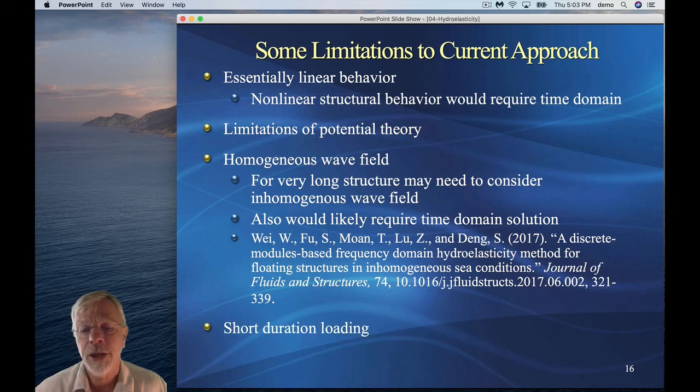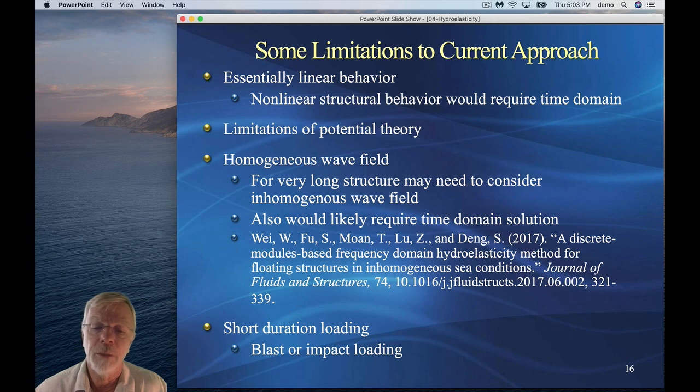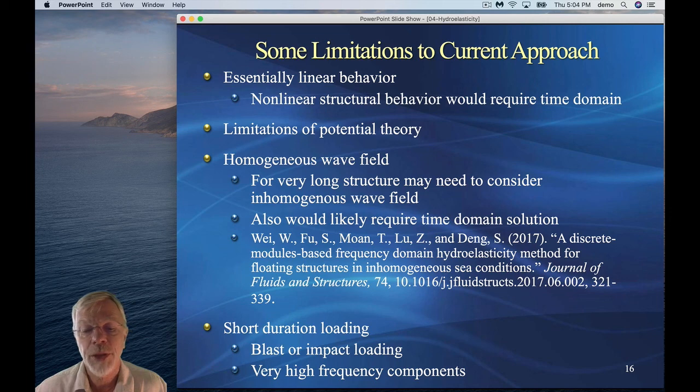Short duration loading is also another issue. Blast or impact loading is probably not a good type of loading to apply this methodology to. The reason is because they involve very high frequency components, and normally one is going to have to determine the response to these kinds of loadings in the time domain.